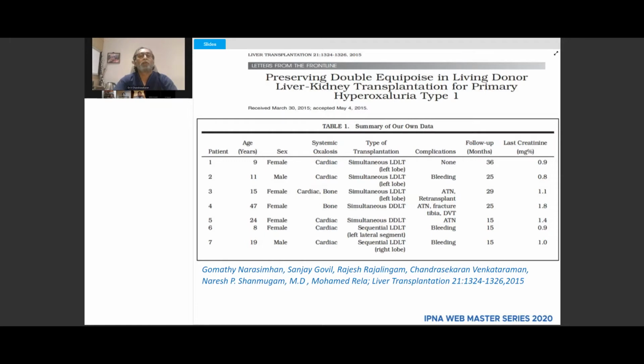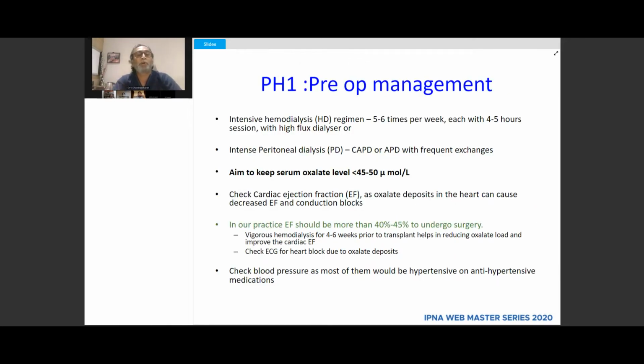So pre-op management includes intensive hemodialysis with the aim to keep the serum oxalate less than 45 to 50. Always check the cardiac ejection fraction, which should be around 40 to 50% to undergo surgery. It can be achieved by vigorous hemodialysis 4 to 6 times a week, and always check ECG for any evidence of heart block.